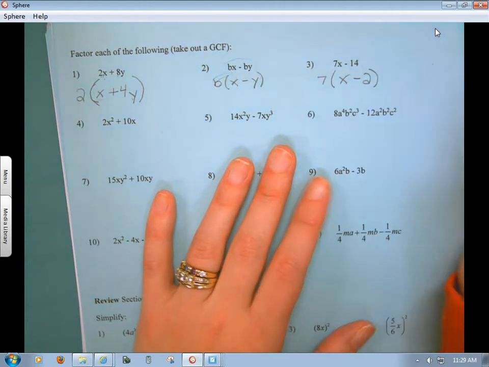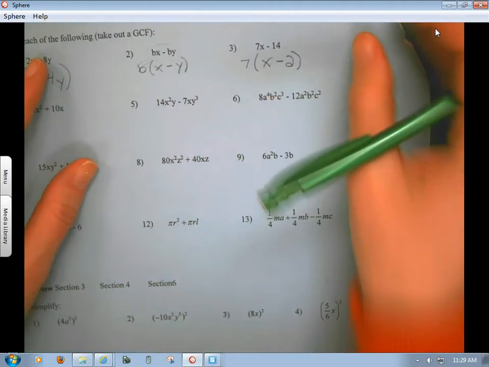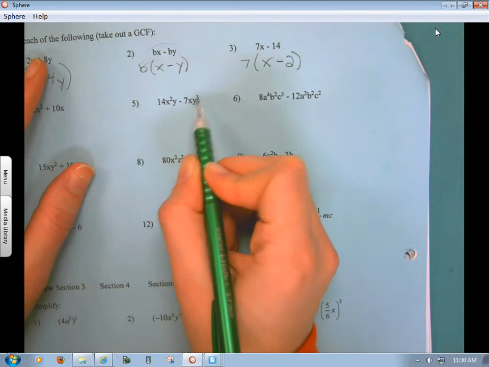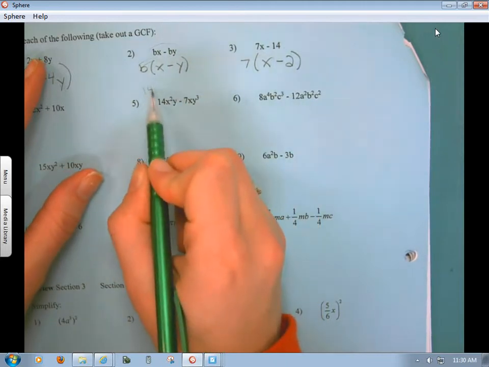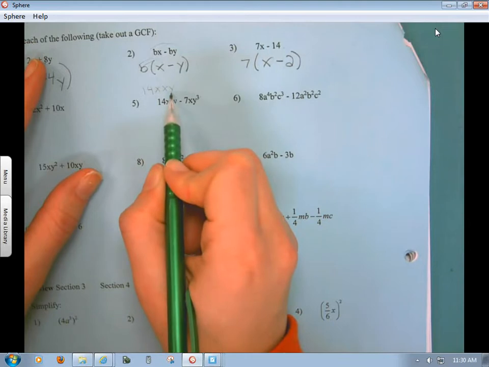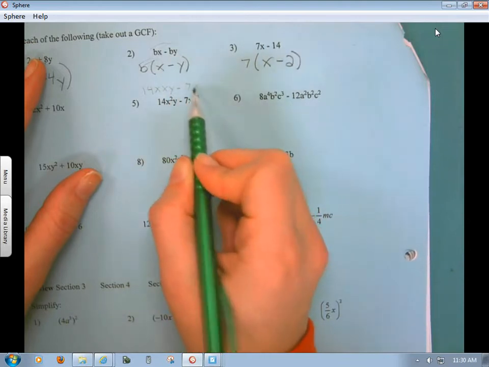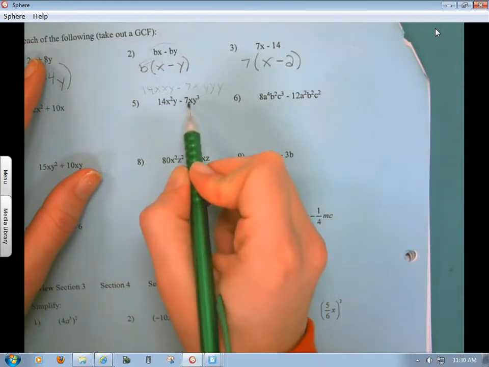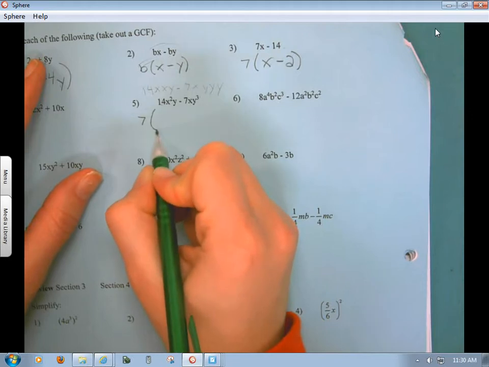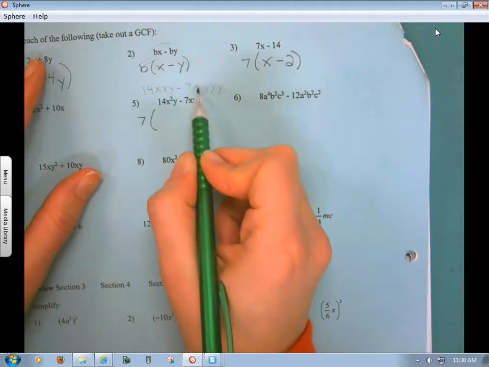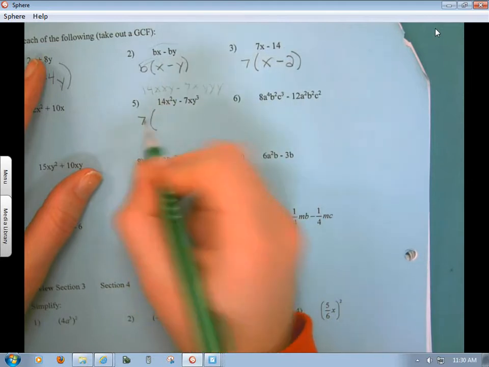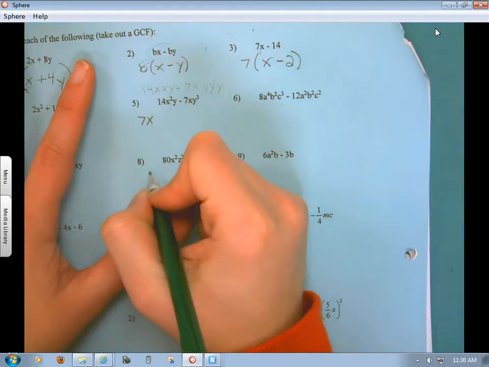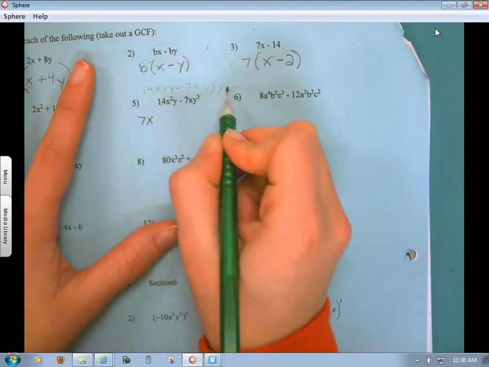Okay, let's get more complicated. Let's look at number 5: 14x squared y minus 7xy to the third. Remember, this is really 14 times x times x times y minus 7 times x times y times y times y. The 14 and the 7 have a 7 in common. Then there are 2 x's here and 1 x here. How many x's are common? 1 x. There is a y here and 3 y's here. How many y's are common?